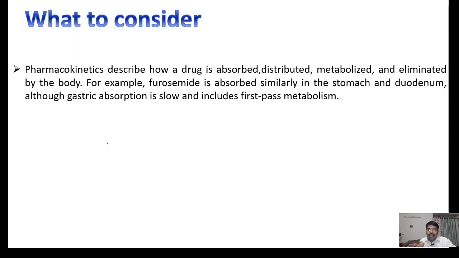What to consider while switching the patient from IV loop diuretic to oral? You have to take into consideration the drug's bioavailability, how much it is distributed, and metabolism. This basic concept is required. Understanding of the drug is required. For example, if we take furosemide, furosemide has first pass metabolism.